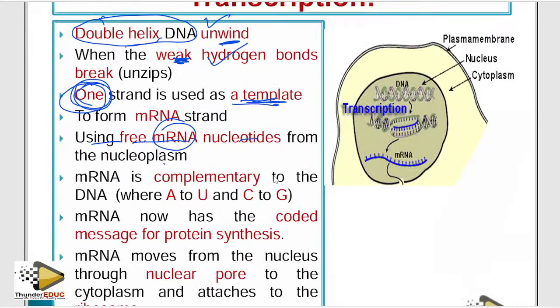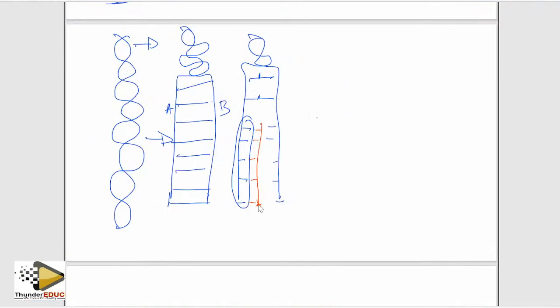So messenger RNA is complementary to DNA, whereby adenine goes with uracil. Why? Because messenger RNA or RNAs, they don't have thymine. They have uracil. And then cytosine is going to pair with, or is complementary with guanine. You understand? So now, what is this messenger RNA having? Now this one becomes a messenger RNA.